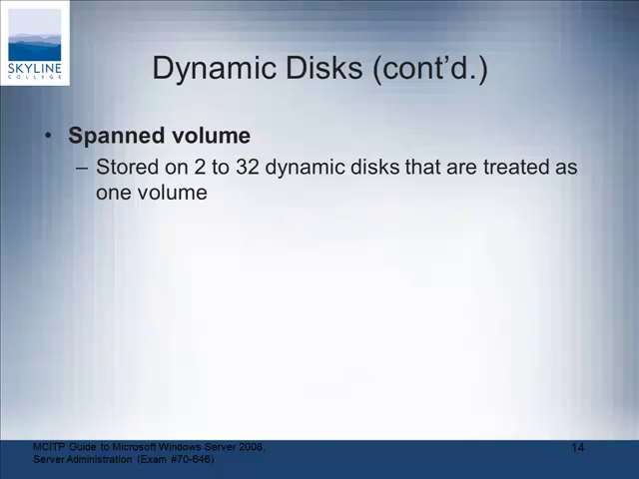The problem with a span volume is, let's say that the 32nd drive fails, and you only have 20 terabytes worth of information, and it gets filled up from end-to-end, from the beginning, straight down the line to the end.